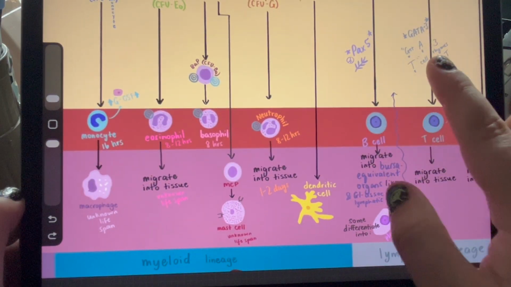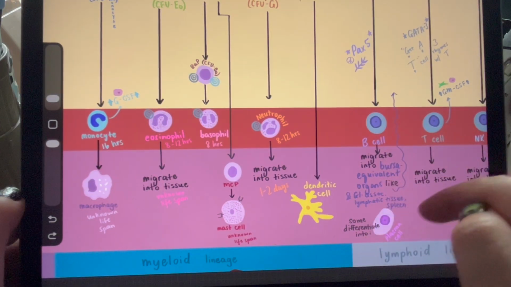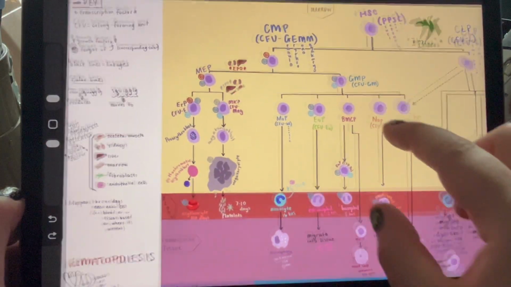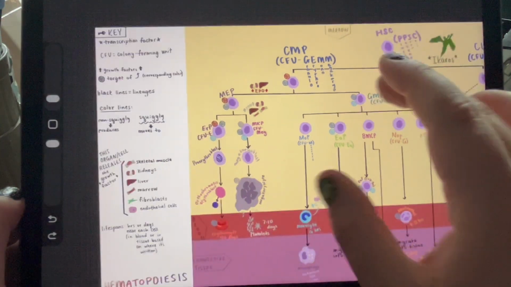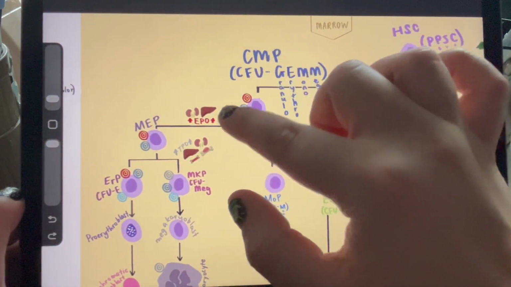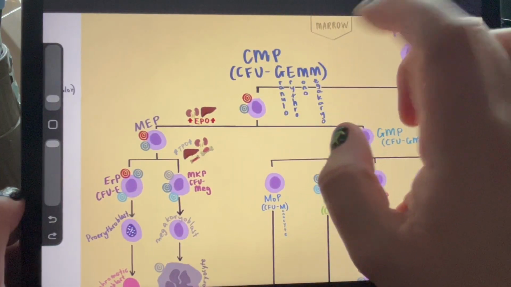These can move into the marrow and bursa equivalent organs like GI associated lymphatic tissue, spleen. These are just going to go into connective tissues. Then we've got this side of things again. The other name for the common myelocyte progenitor is colony forming unit, granulocyte, erythrocyte, monocyte, megakaryocyte.